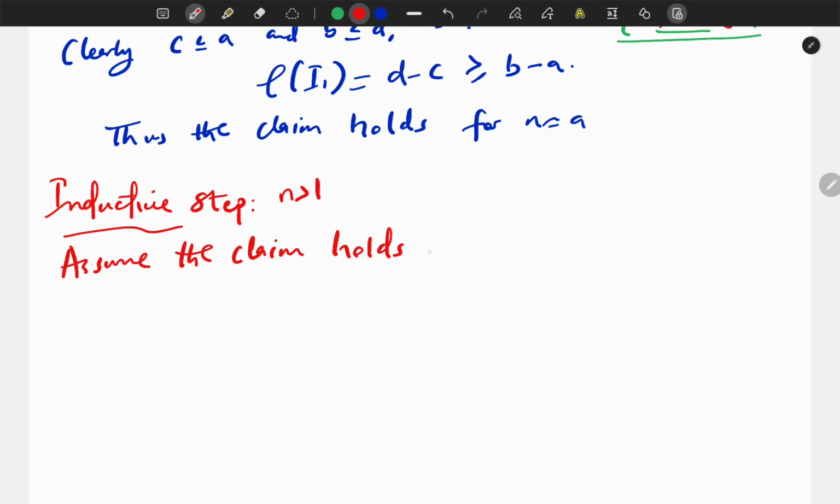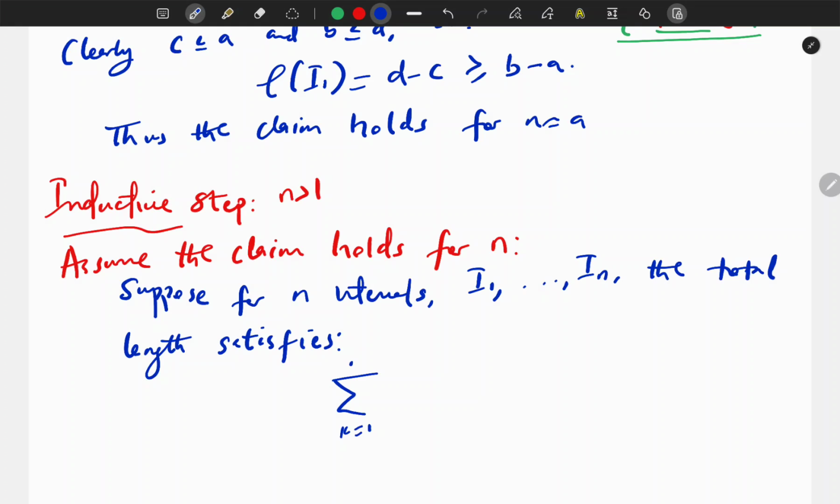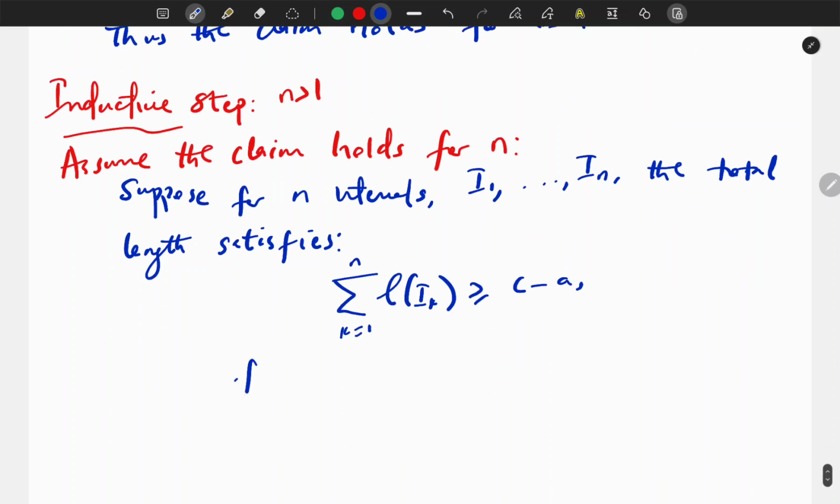Claim holds for n. So suppose for n intervals I1 to In, the total length satisfies this: the summation k equals 1 to n of length of Ik is greater than c minus a, for some c that belongs to (a, b).